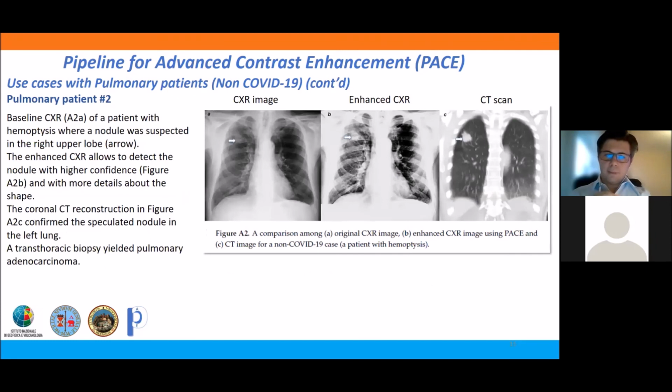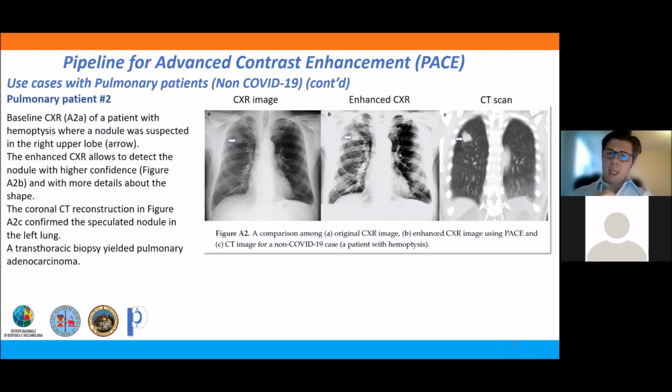Last but not least, we have another example. Even in this case, this is a pulmonary patient, not a COVID-19 patient. And this patient was with hemoptysis, where a nodule was suspected in the right upper lobe, but there was not enough evidence of the extension of this nodule and even the position. So what has been done is to calculate the enhanced chest X-ray using PACE.